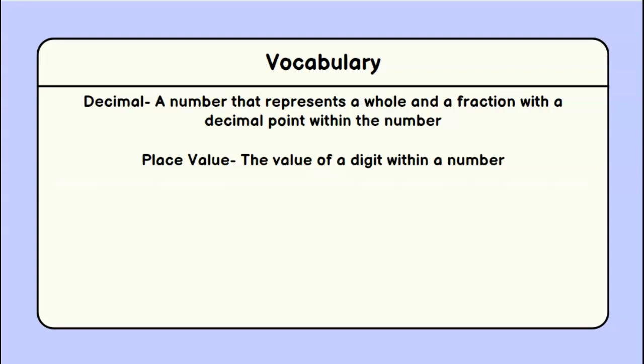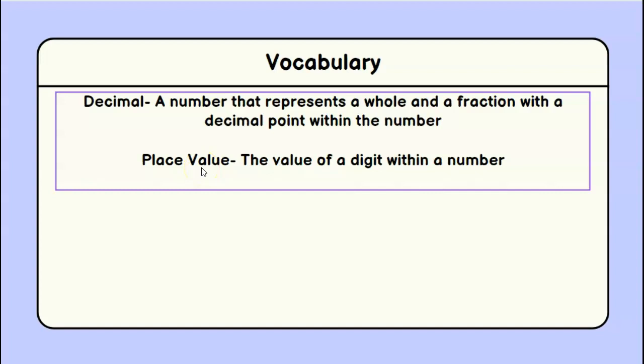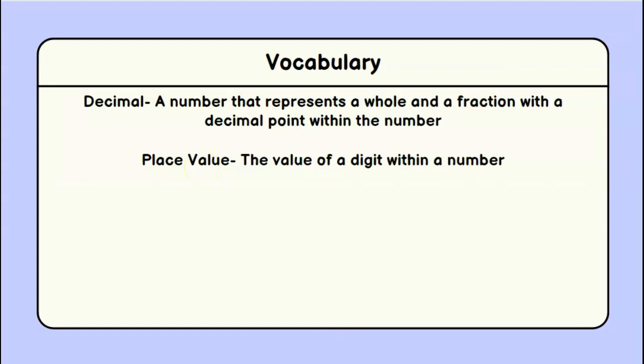Vocabulary that you'll want to know is decimal. It's a number that represents a whole and a fraction, with the whole number being on the left side of the decimal and the fraction being on the right side of the decimal. Finally, you want to know place value. It's the value of a digit within a number.